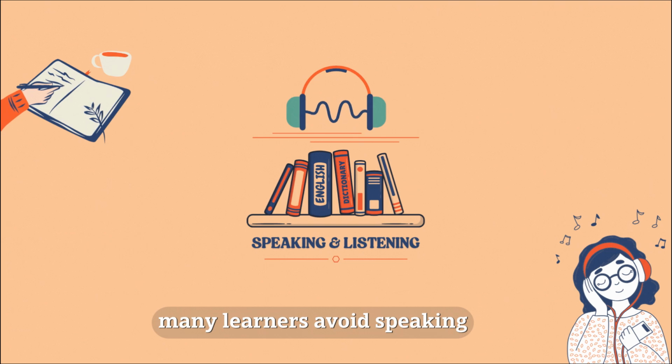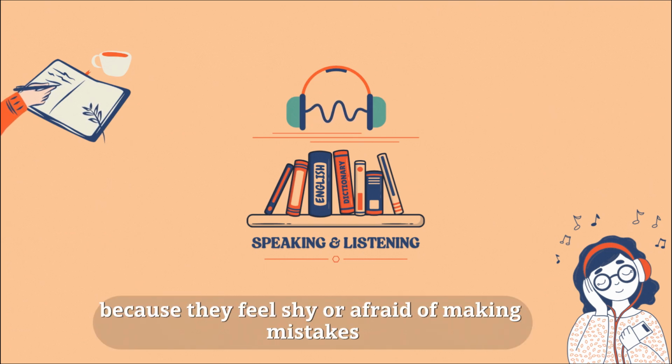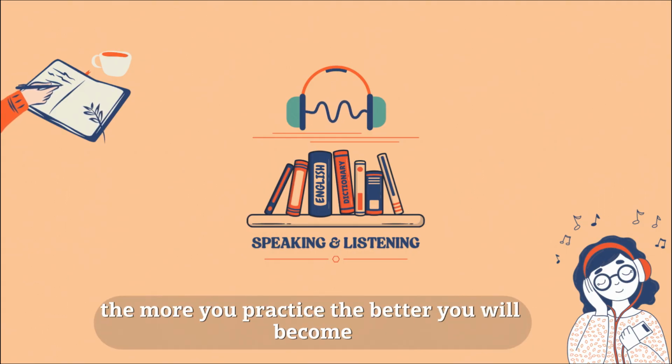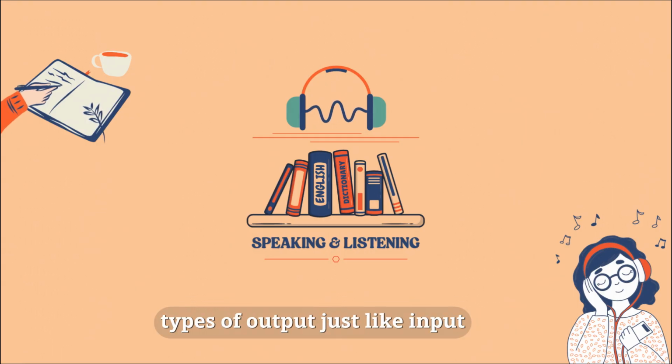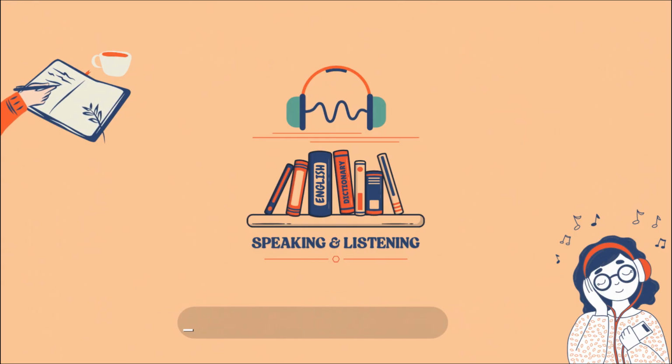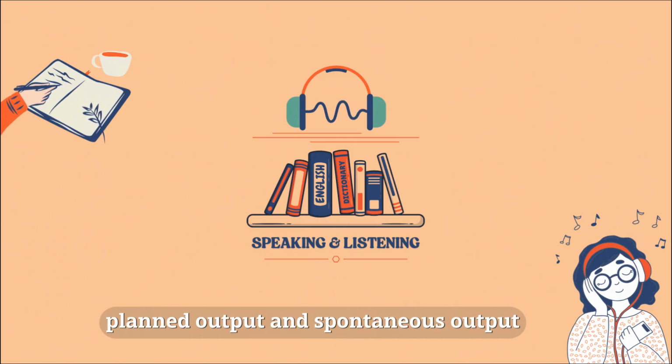Many learners avoid speaking because they feel shy or afraid of making mistakes. But mistakes are part of the learning process. The more you practice, the better you will become. Types of output: just like input, output comes in different forms. There are two main types: planned output and spontaneous output.